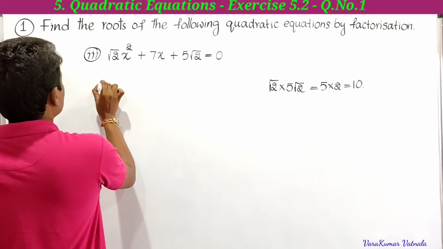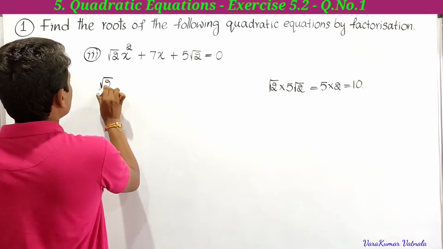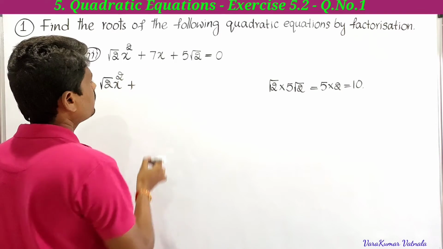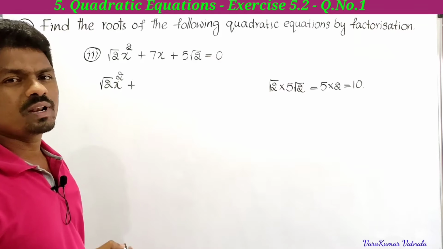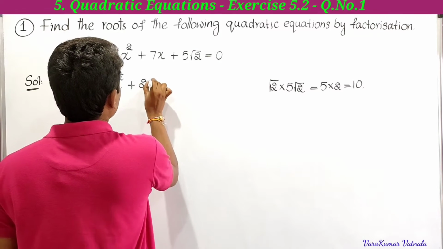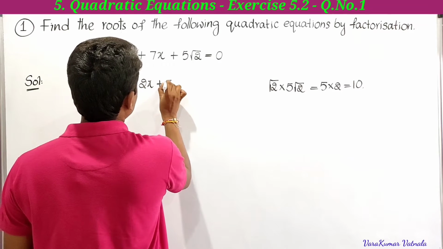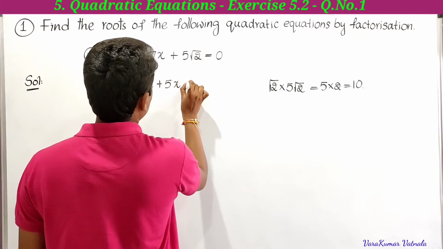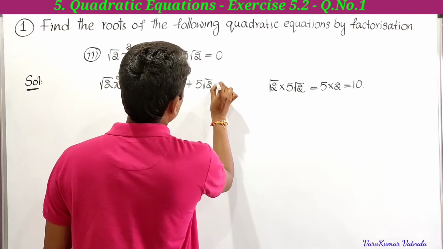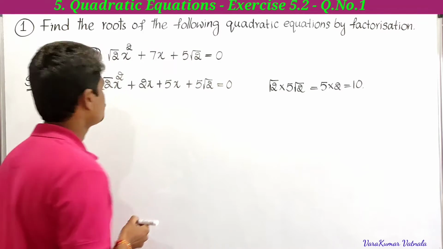So now write root 2 x square as usual. Root 2 x square plus this 7x, write as 2x plus 5x. So write 2x plus 5x, and 5 root 2 as usual, is equal to 0.